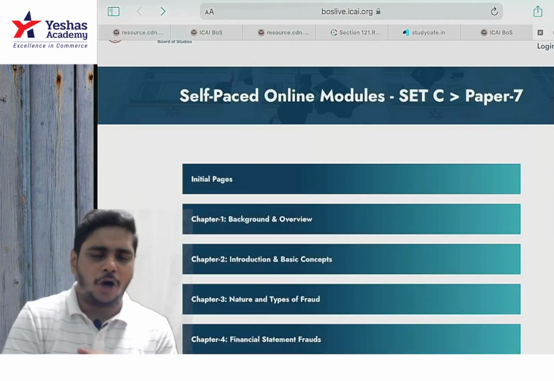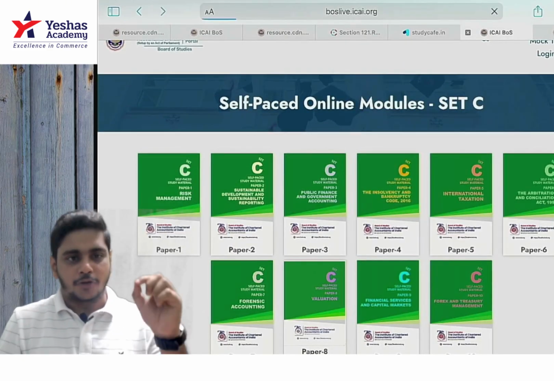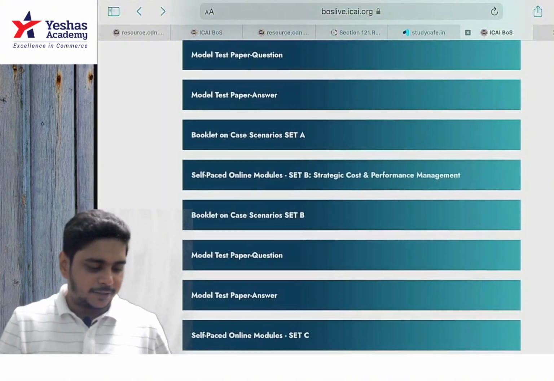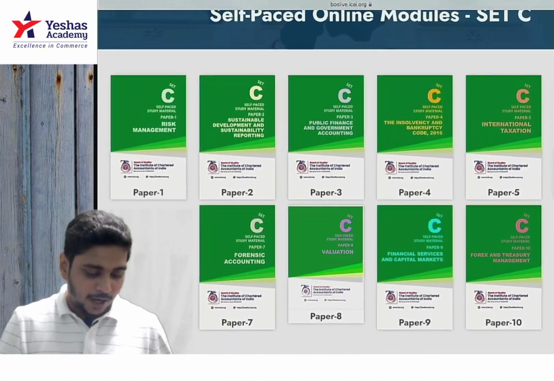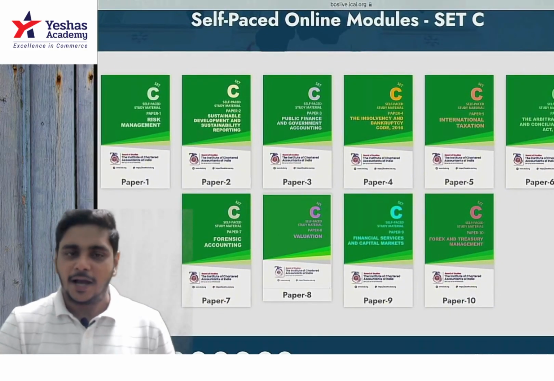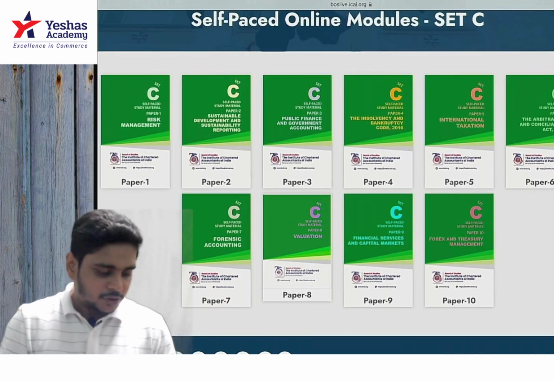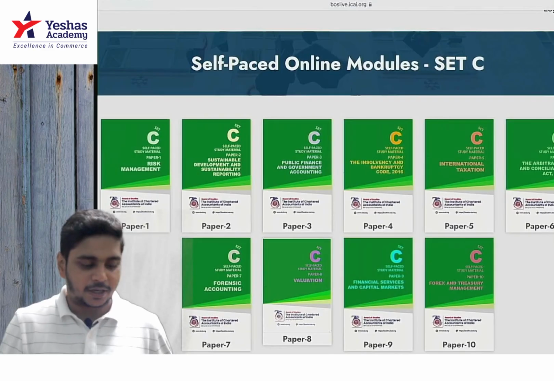A talks about your law, B talks about your costing, that's SEMP, and in set C you have a lot of options. In set C you have in totality 10 options. You can select any of them and you just have to clear one paper. So I will be teaching you forensic accounting, paper number 7, forensic accounting.